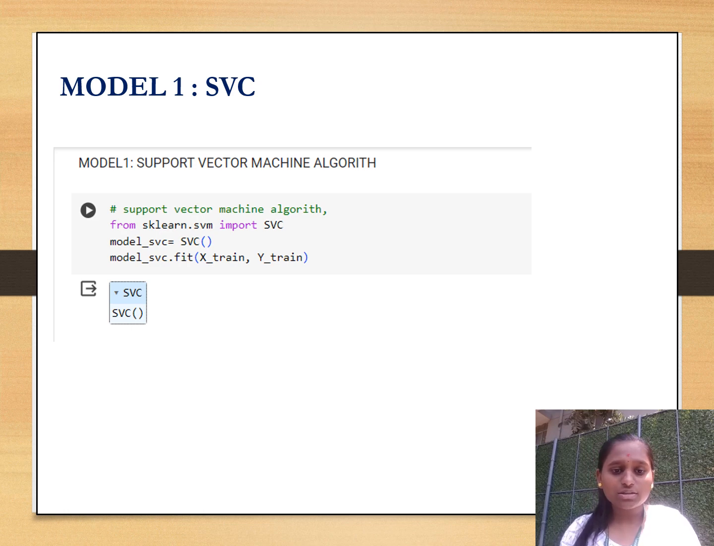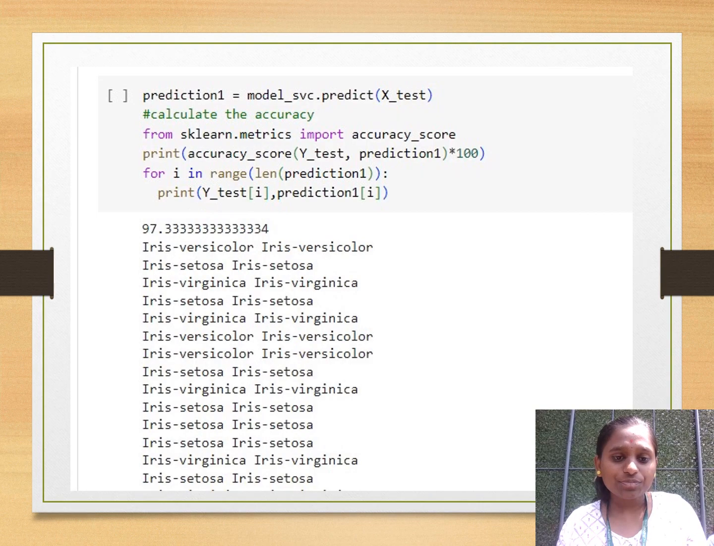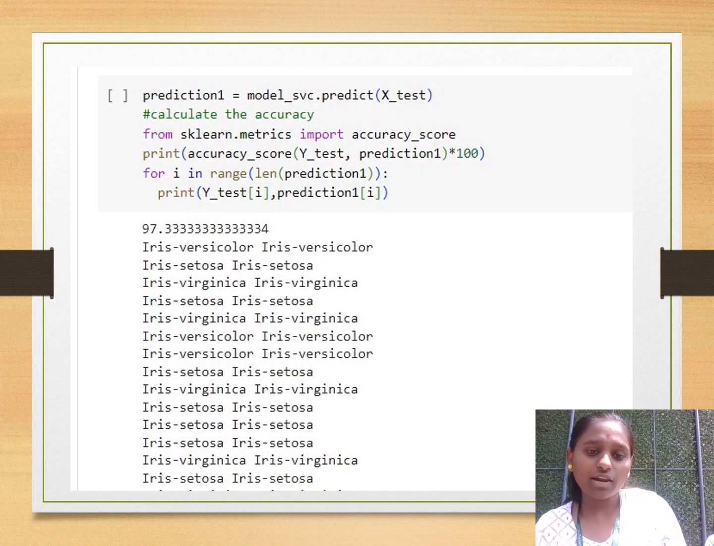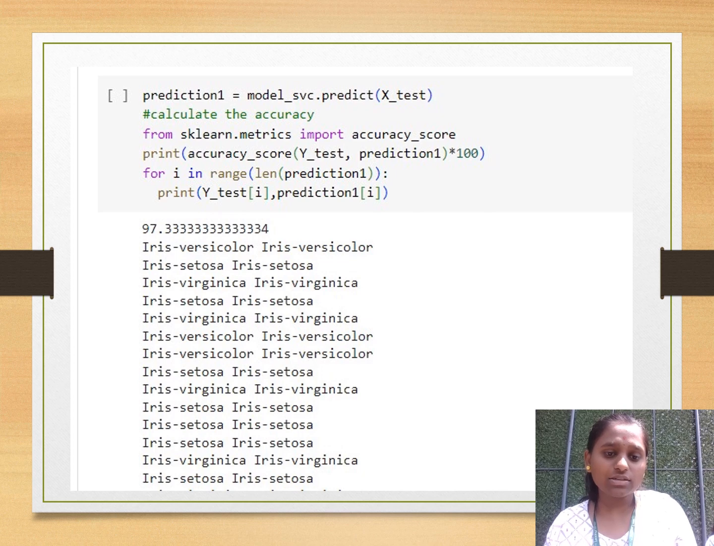It has an accuracy level of about 97.333. It has a prediction level of 97%. It has that much accuracy, so it is a powerful tool.